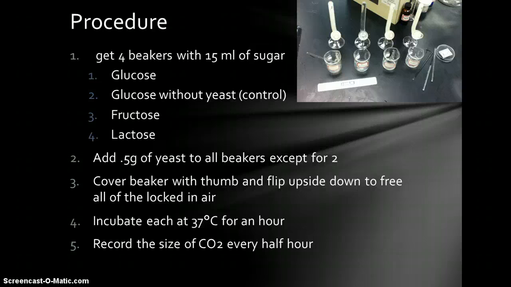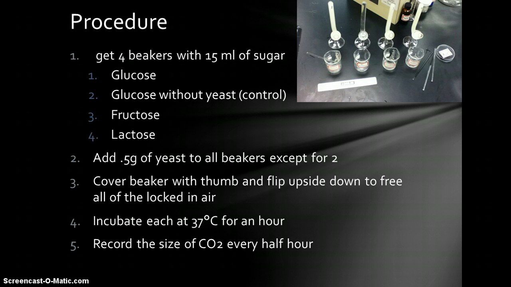So for the procedure, we first got 4 beakers with 15 milliliters of sugar each. The first beaker contained glucose, the second beaker also contained glucose, the third had fructose, and the fourth had lactose. We then added 0.5 grams of yeast to beakers 1, 3, and 4.